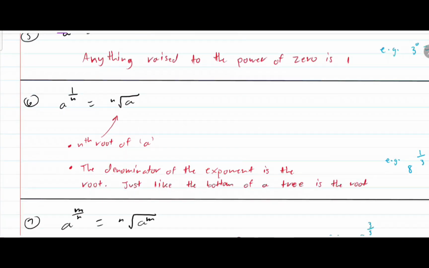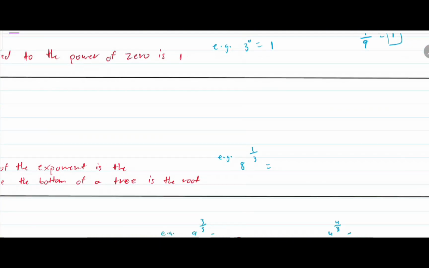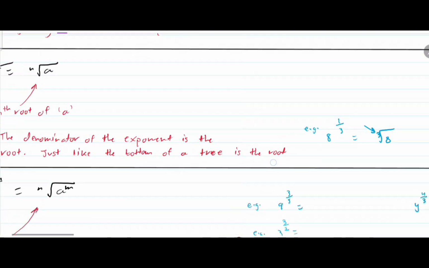All right. Now, what about expressing exponential terms with fractional powers? Well, it's simple. We're going to use our root symbol, but the denominator of our exponent, that bottom number, is going to be the root. Just like how the bottom of the tree is the root, right? So if I have 8 raised to the power of 1/3, that's going to be the cube root of 8. So that 3 is my root.